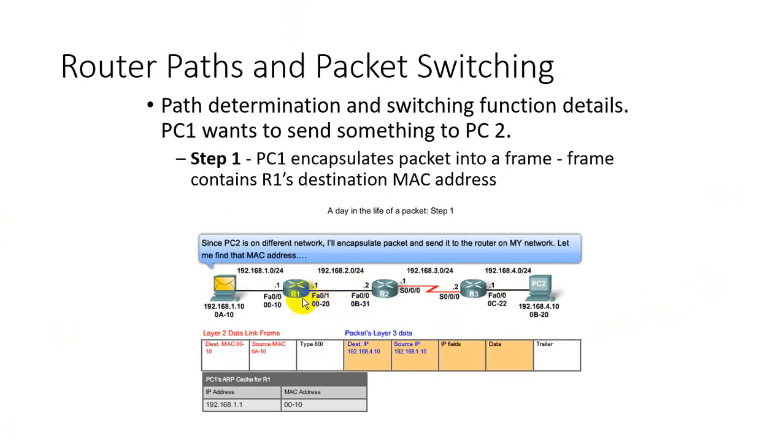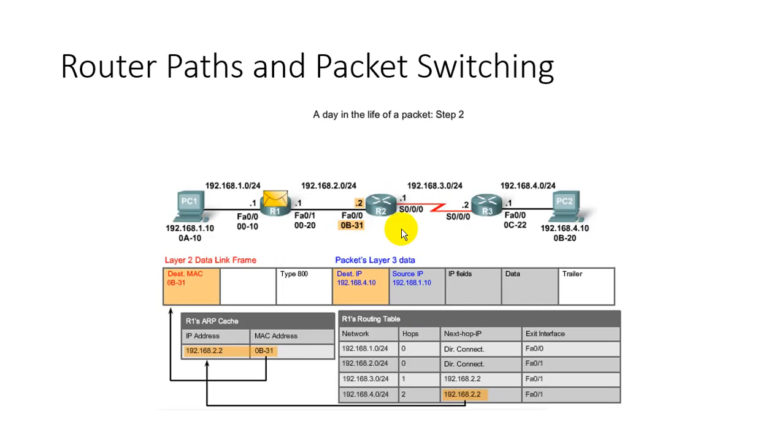Ethernet. So it will now forward the packet to the next hop address of 192.168.2.2. So step 3, okay, step 2 we can check here. 0B31 is the next hop frame the router will send.